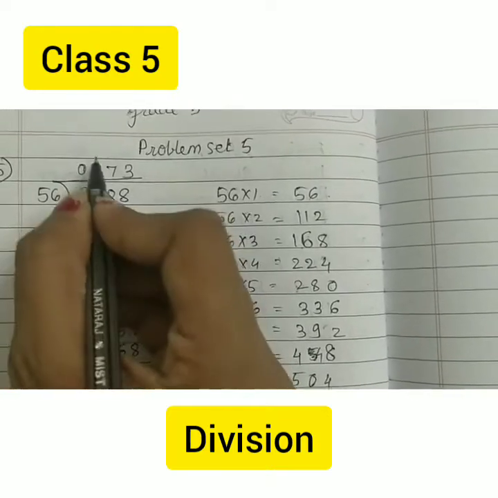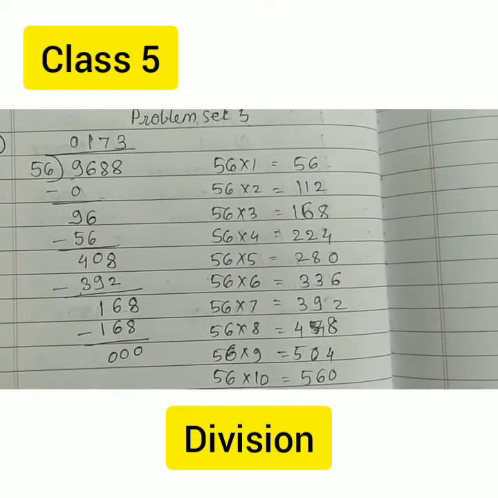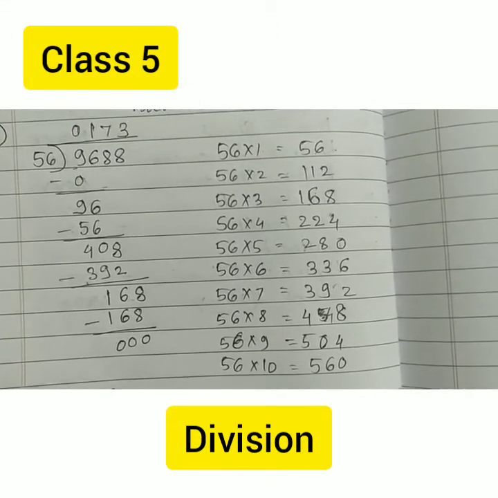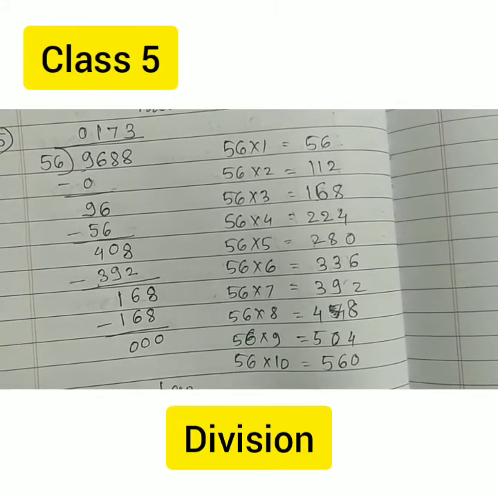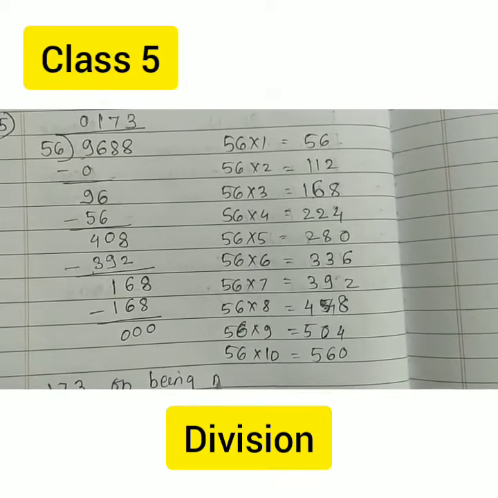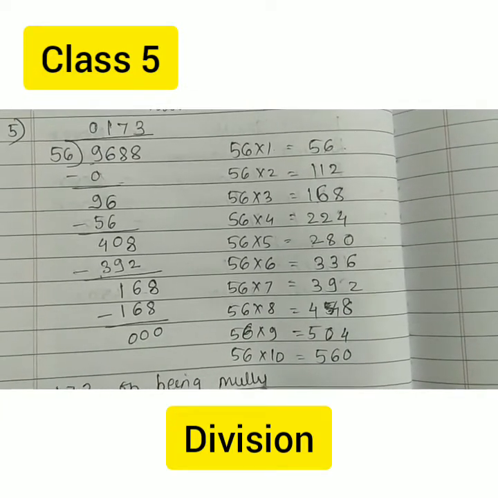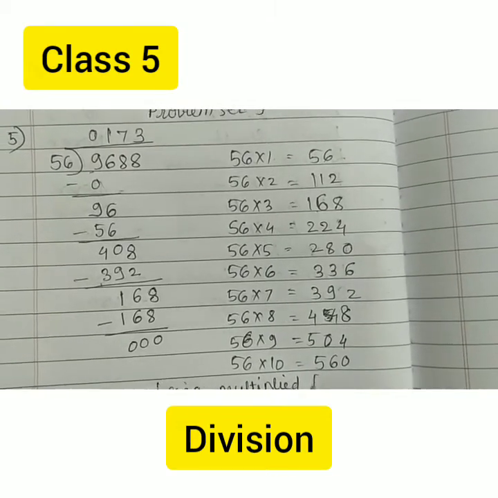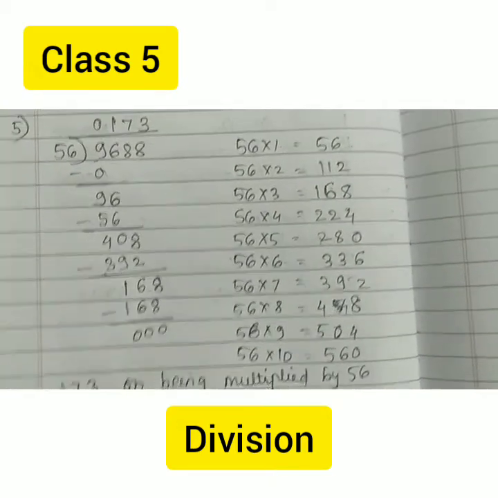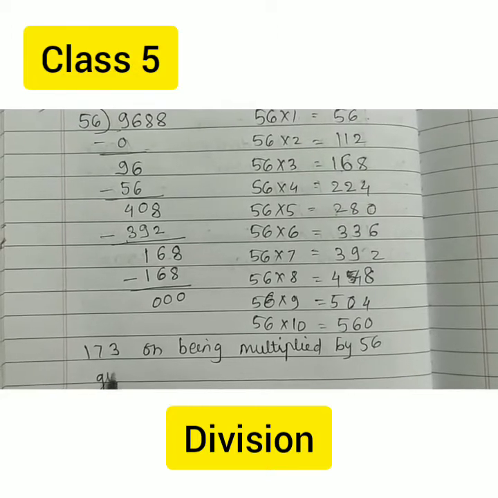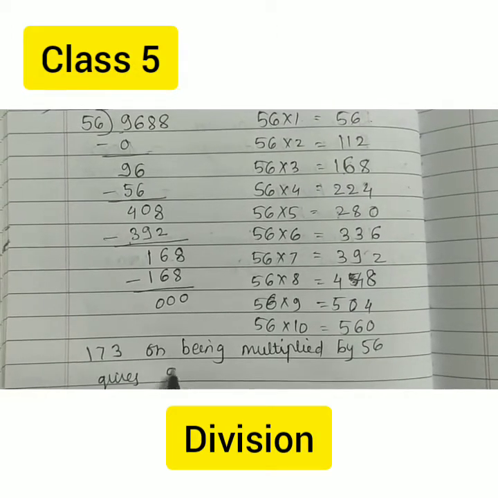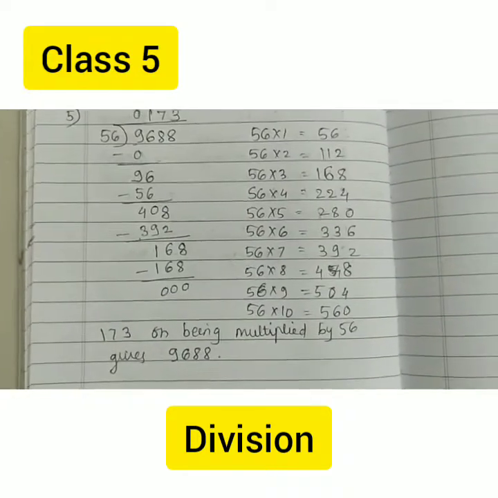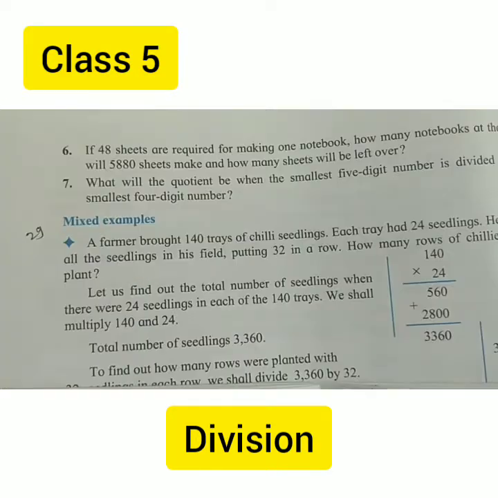So what is my answer? My answer is the number 173 on being multiplied by 56 gives 9688. Okay, I hope you have understood this problem.